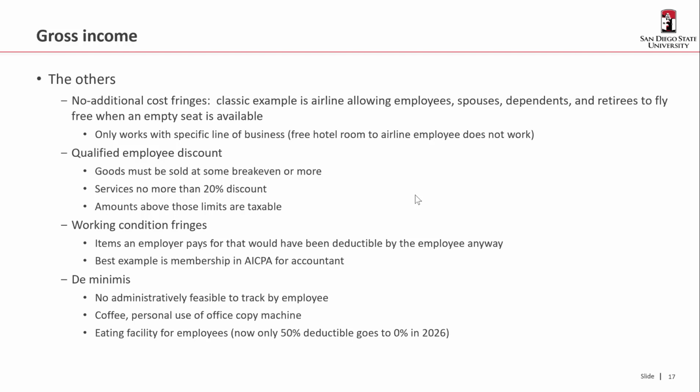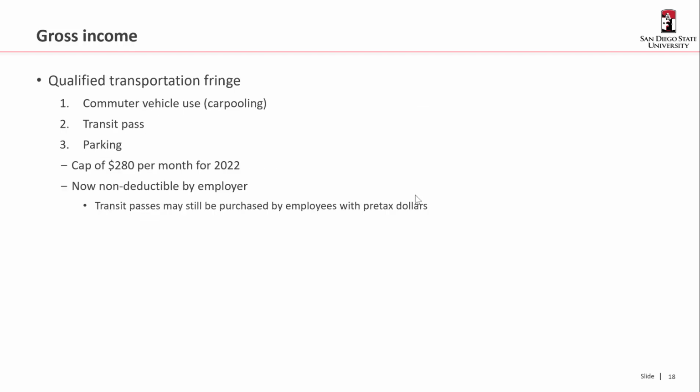That's excludable, but the deduction is only 50%, and then it goes to 0% in 2026. So to the extent the employer has a subsidized cafeteria, they can only deduct 50% of the cost of that cafeteria, and pretty soon they won't be able to deduct any, but it will be excludable for their employees still.